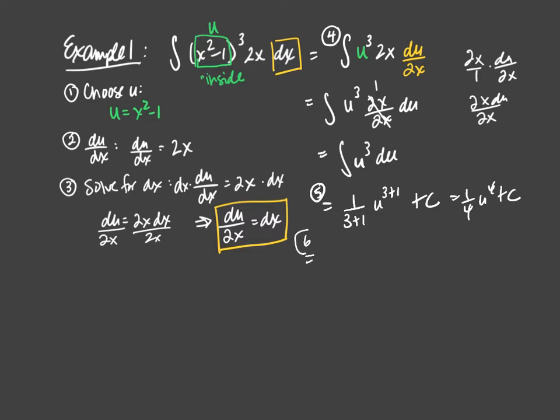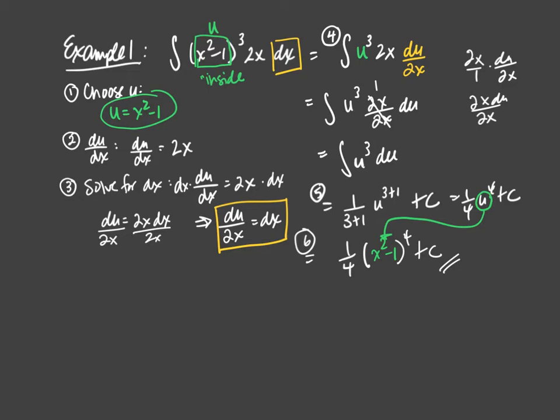And then step 6 is substitute back again. So I have a u in here, but that's not what my original problem was about. So I'm going to take it back and replace it with 1/4. What was u? u was x squared minus 1 to the 4th power plus c. So I just made a nice little substitution here. I replaced u with x squared minus 1, and I'm all done. We can definitely verify that with a quick derivative, but that is my final answer.